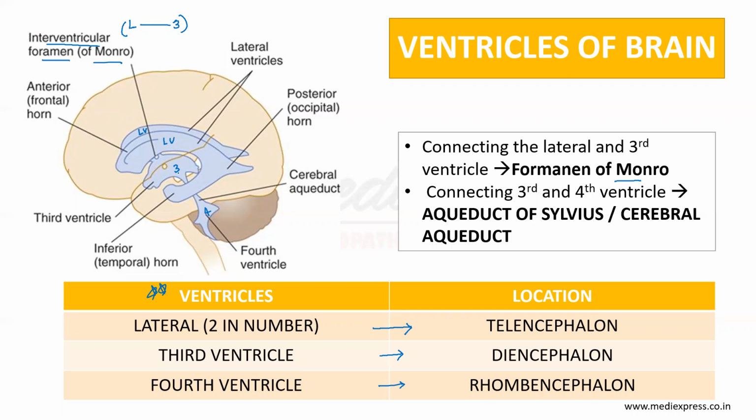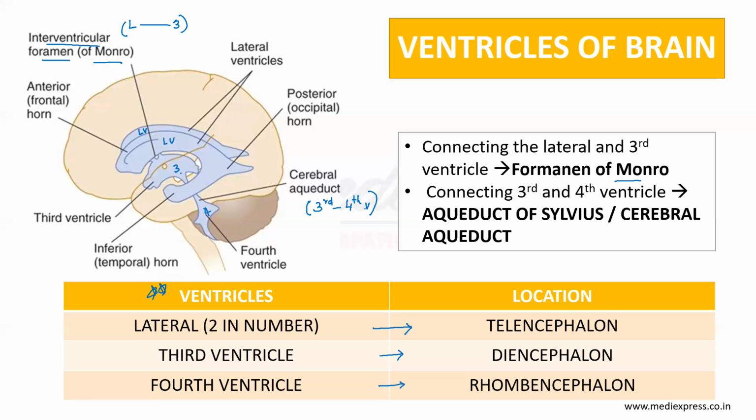Next, we have a connection between the third and the fourth ventricle, and that we term the cerebral aqueduct or aqueduct of Sylvius. So the cerebral aqueduct, otherwise termed the aqueduct of Sylvius, is a connection between the third and the fourth ventricle. Okay. This is a very important one. This has been asked many a time.